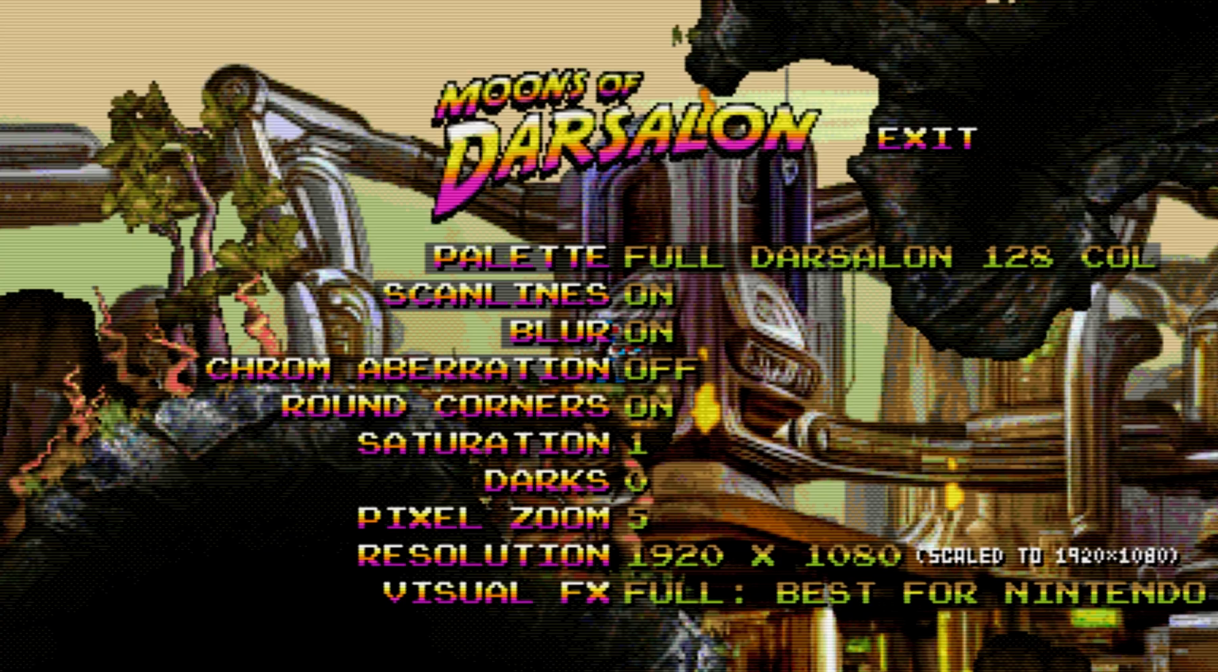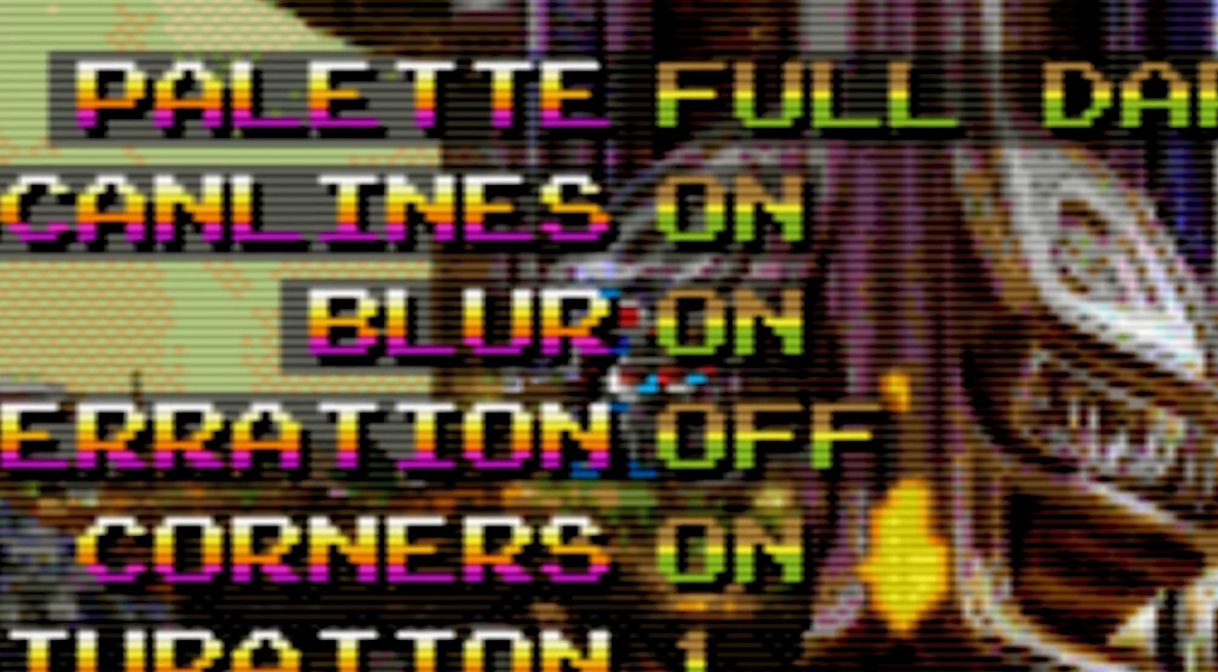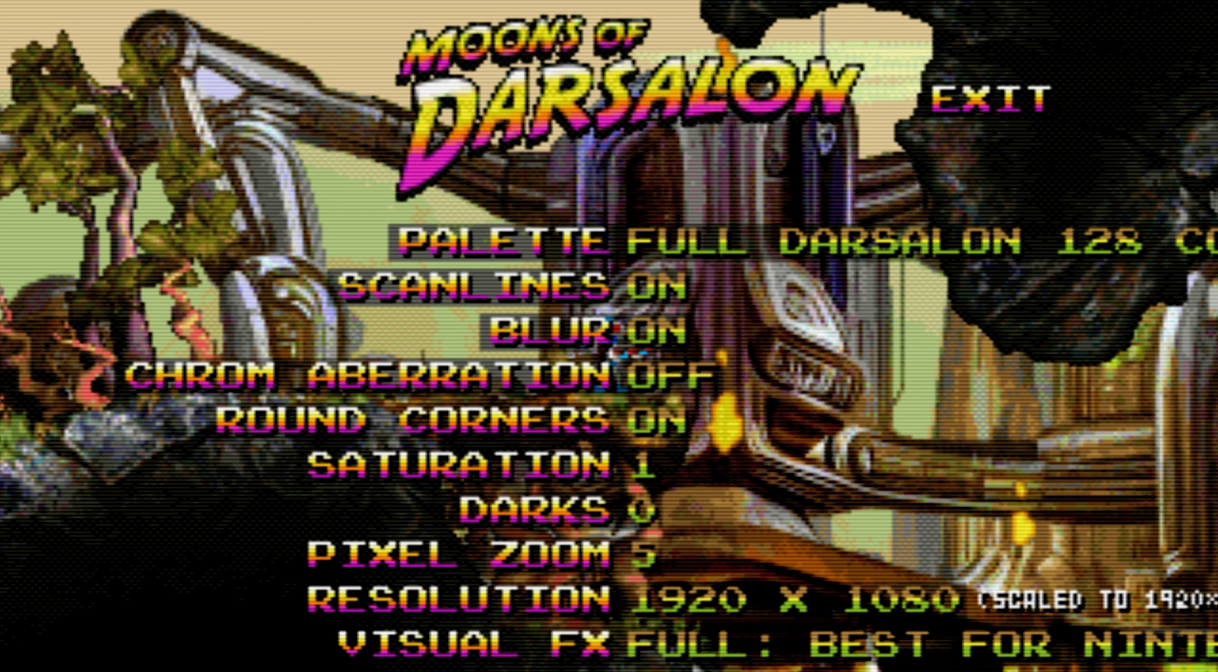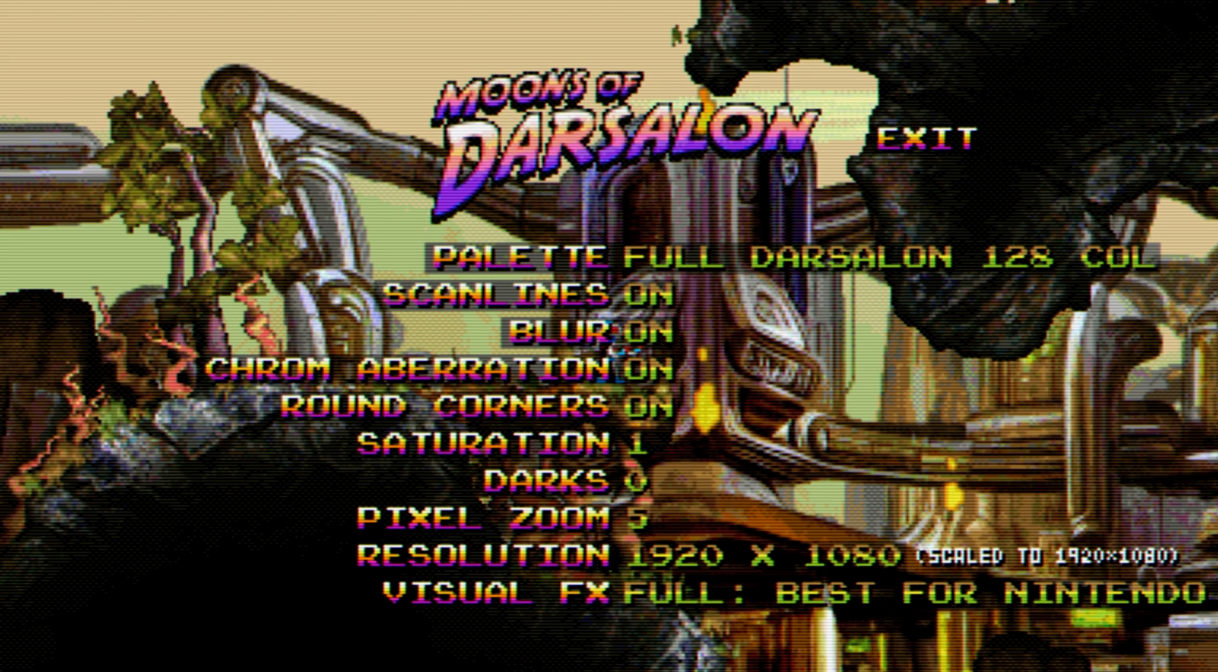The blur in Moons of Darsalon is custom and low consumption. Typically, you obtain all the surrounding pixels of the pixel being rendered and average them. But in my tests, and for the slight blur I wanted to apply, I could achieve the same results by only reading the pixels to the sides and above and below. Chromatic aberration is an effect that Moons of Darsalon applies subtly to mimic an effect that occurred in CRTs at the pixel edges.